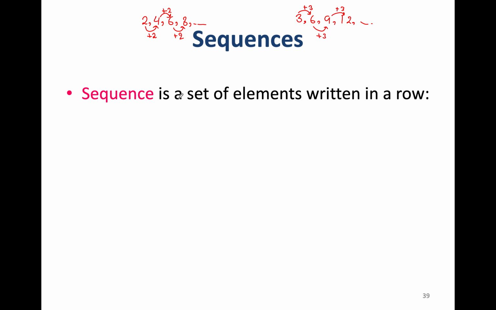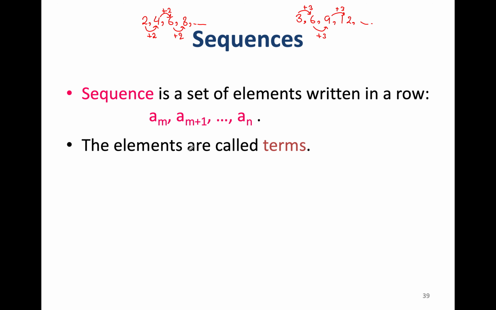So a sequence is a set of elements written in a row, as you can see here: a_m, a_(m+1), until a_n. The elements are called terms. So the elements of the sequence, a_m, are in our example here 2, 4, 6, and so on. We call them terms.